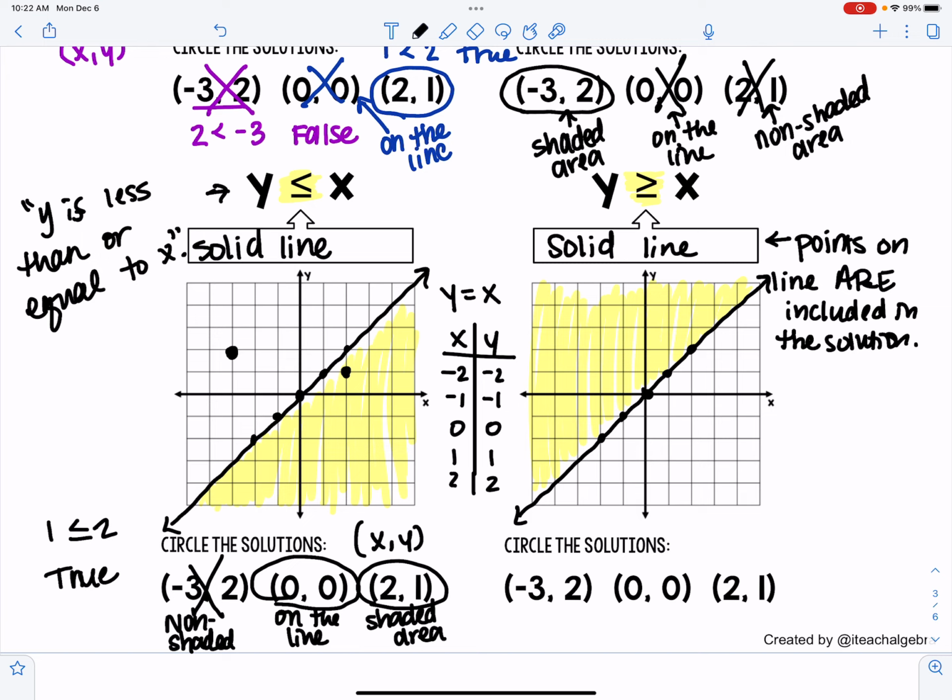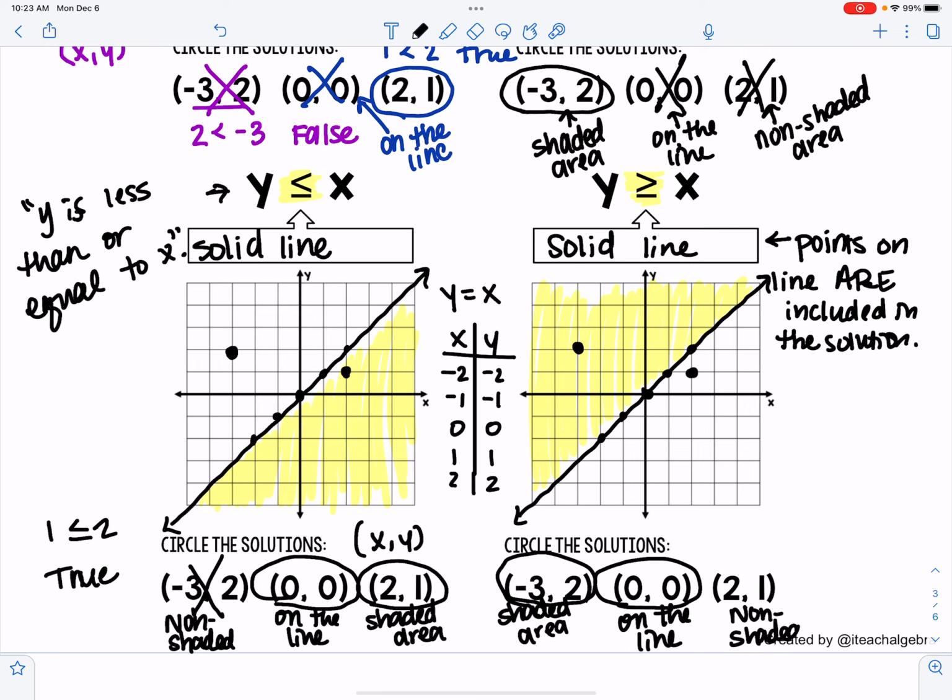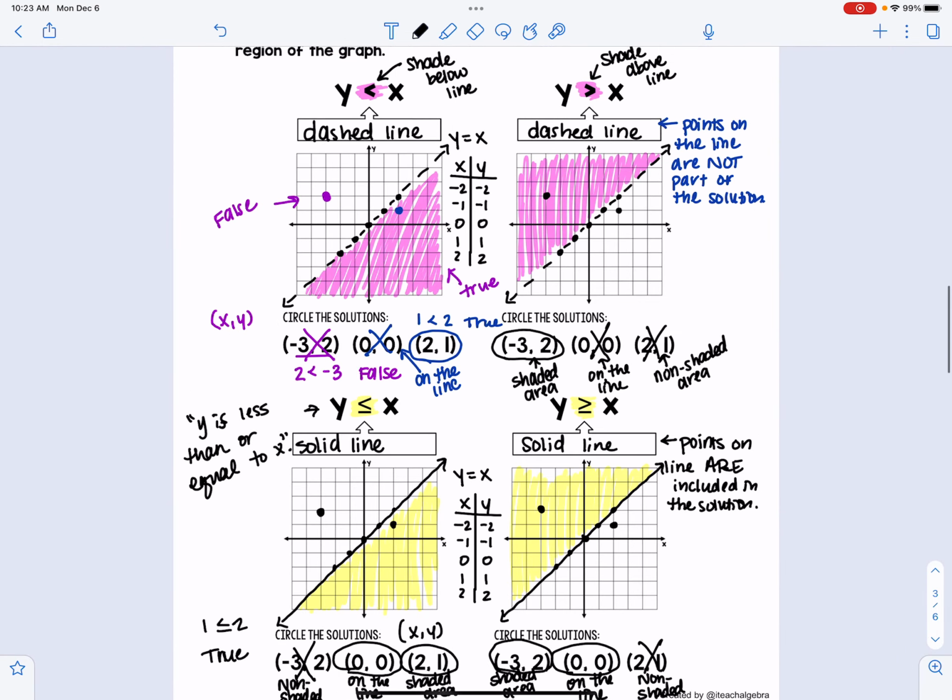All right, same type of thing on the right. So let's go ahead and plot -3, 2. That is in the shaded area. Since it is there, it is part of our solution. 0, 0 again is on the line. Since it's on the line, it is part of our solution since we're dealing with a solid line. And finally, we have 2, 1. That is in the non-shaded area, so it is not part of our solution. All right, and that is it for the first half of our notes for today.